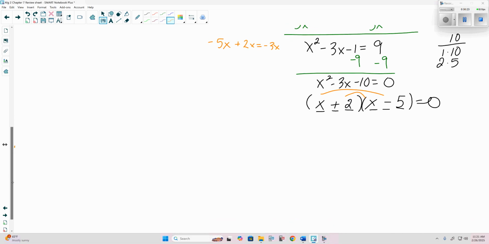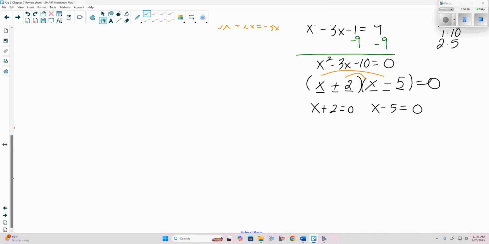Now, the reason we got it into factored form is that we have two things multiplied together to equal 0. So one of these has to be 0. So we're saying that either x plus 2 is 0 or x minus 5 is 0. So for x plus 2, we would minus 2, telling us x is negative 2. For x minus 5, we would add 5, telling us x is equal to 5.